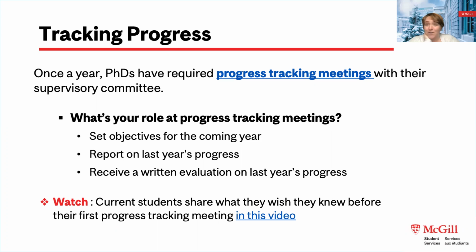Your role at these progress tracking meetings is to set objectives for the coming year. So that's what you do in year 1. And then in year 2, you set objectives for the coming year, and you also report on last year's progress. So it's good to set objectives in that first year that you think you will meaningfully achieve, because in the next year, you'll need to report on the progress that you've made towards those objectives.